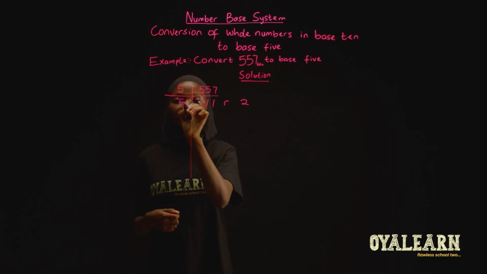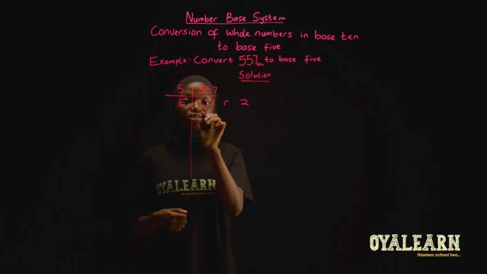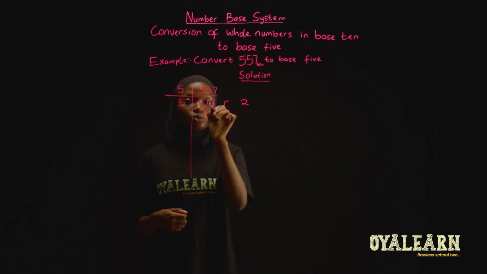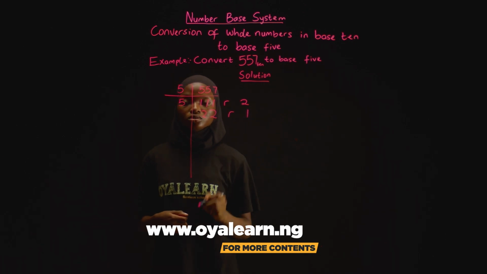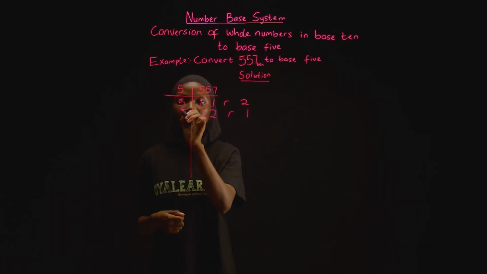So we divide by 5 again. 5 goes in 11, that's 2, remainder 1. 5 goes in 11, we have 2 again, remainder 1. Divide by 5 again, 5.